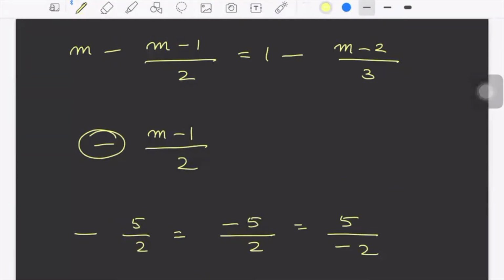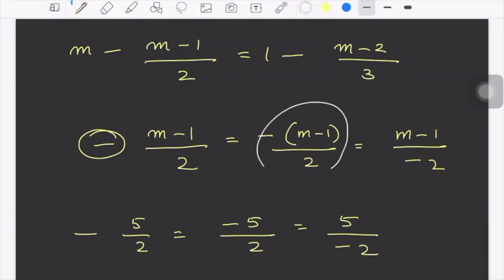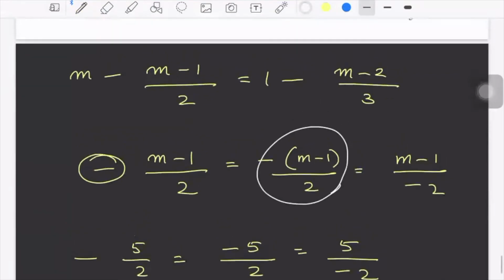Yes. So this could be written as negation of m minus 1 divided by 2, as well as m minus 1 divided by minus 2. But we usually use this approach. So for this reason, it is always better to write a bracket here because you don't miss out that there is a negative sign lying outside and that needs to be distributed.